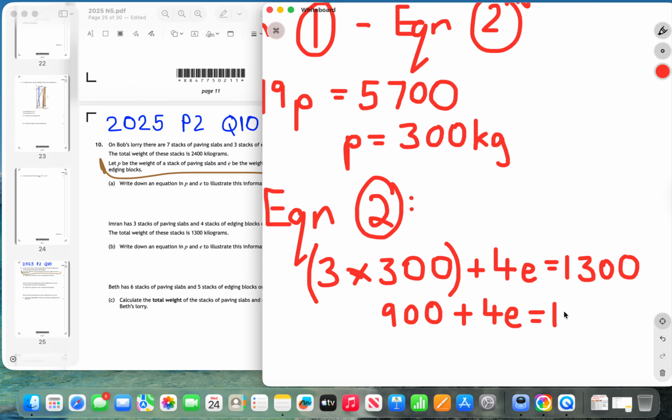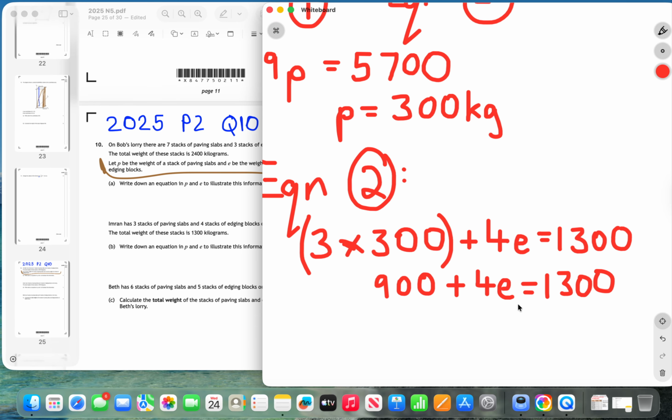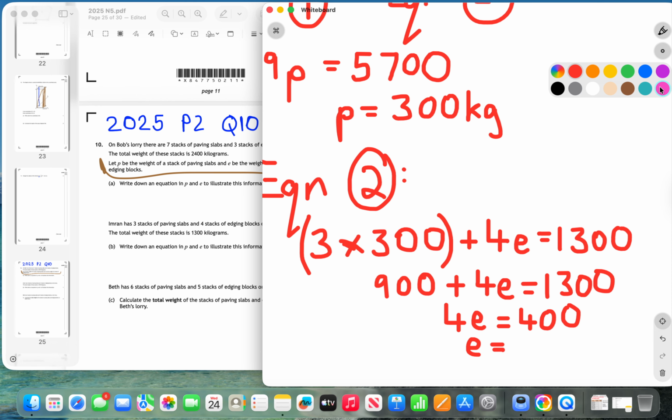And taking away 900 from either side gives us 4e equals 400, and cancelling the 4 on either side, because 4e is 4 multiplied by e, cancelling the 4 gives us e equals 100. I'm actually going to take out the piece 300, and we get e is 100.